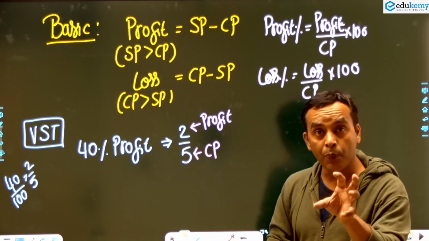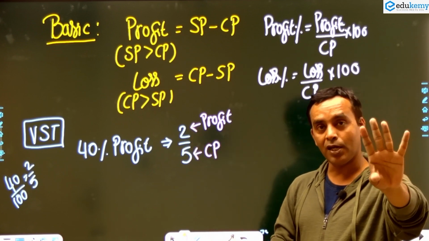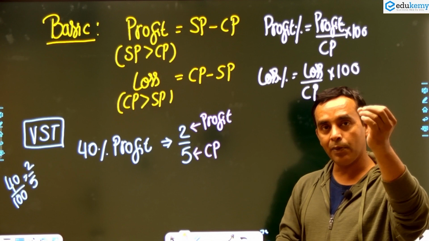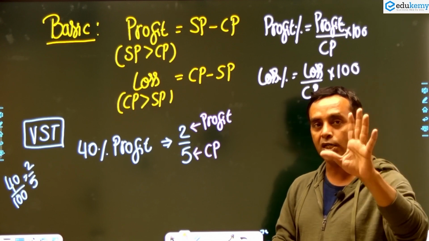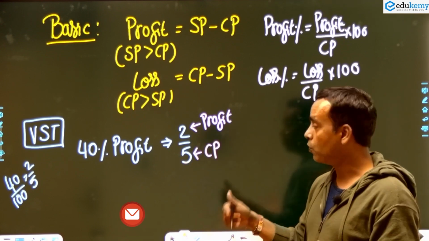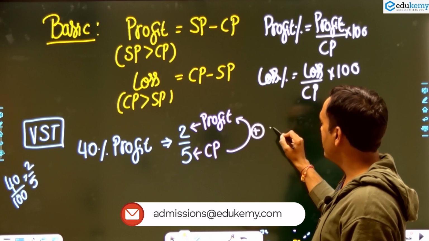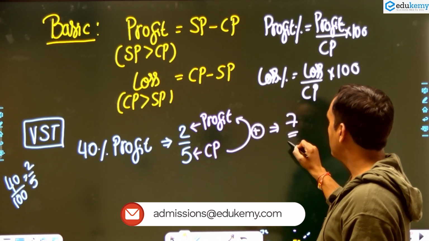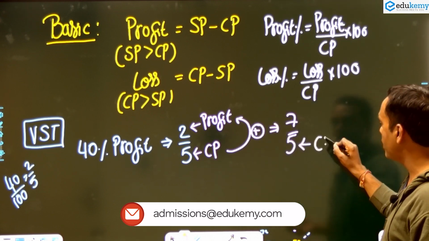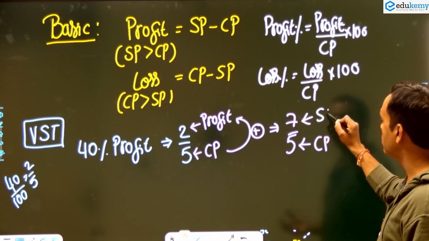In 5 rupees you got the 2 rupees profit. Are you getting or not? अच्छा, it depends on you. आपको इसको जैसे भी convert करना है, whatever you want, you can convert your ratio. If I add 2 in 5, my ratio will become 7/5, and then 5 will denote cost price and 7 will denote SP. Simple सी बात है.